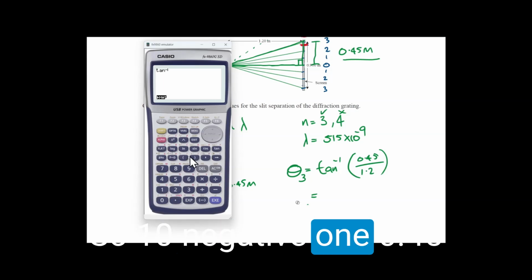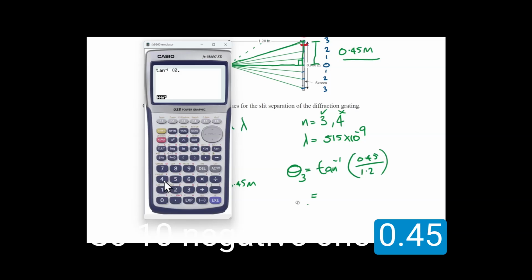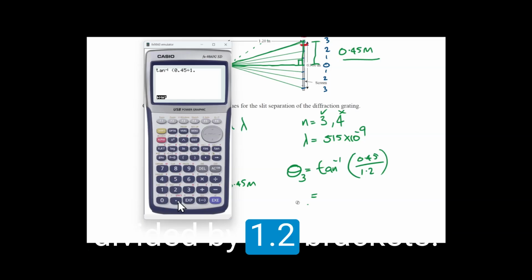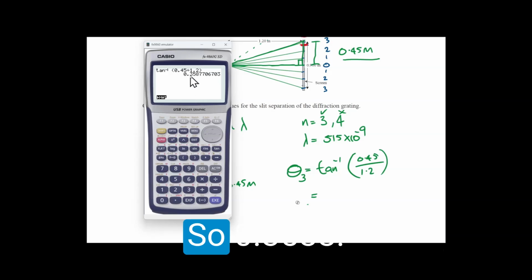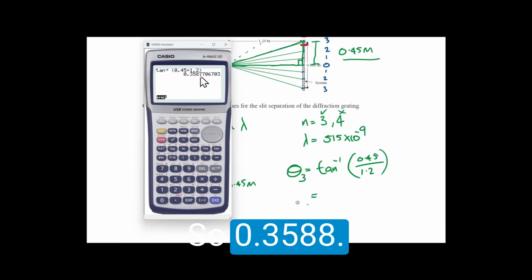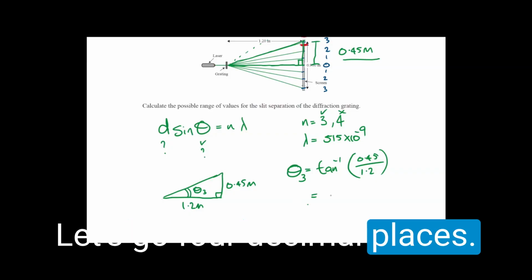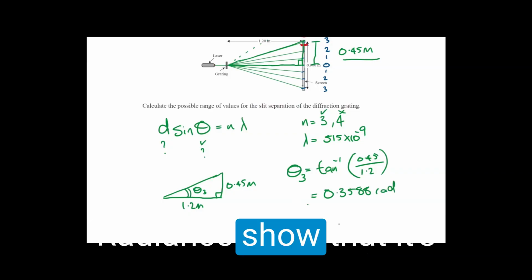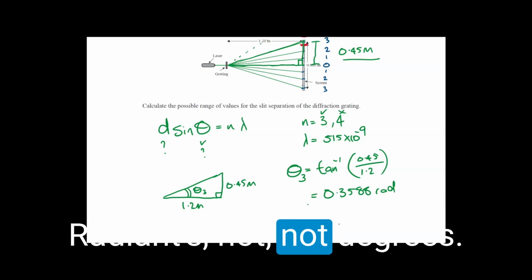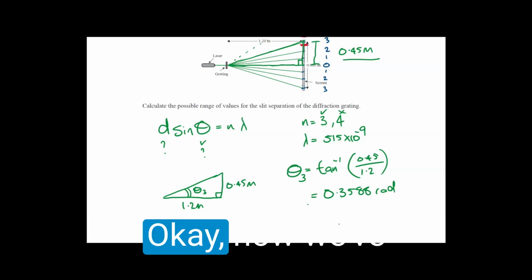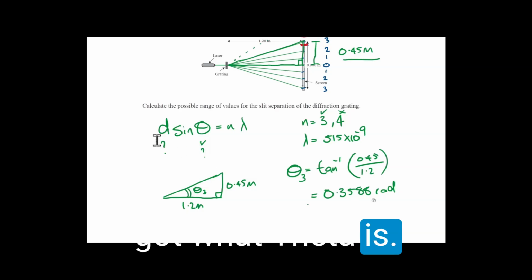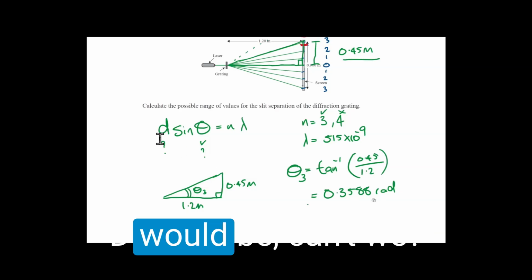So tan negative 1, 0.45 divided by 1.2, close brackets. So 0.3588. Let's go 4 decimal places. Radians, just to show that it's radians, not degrees. Okay, now we've got what theta is. Now we can find what D would be.